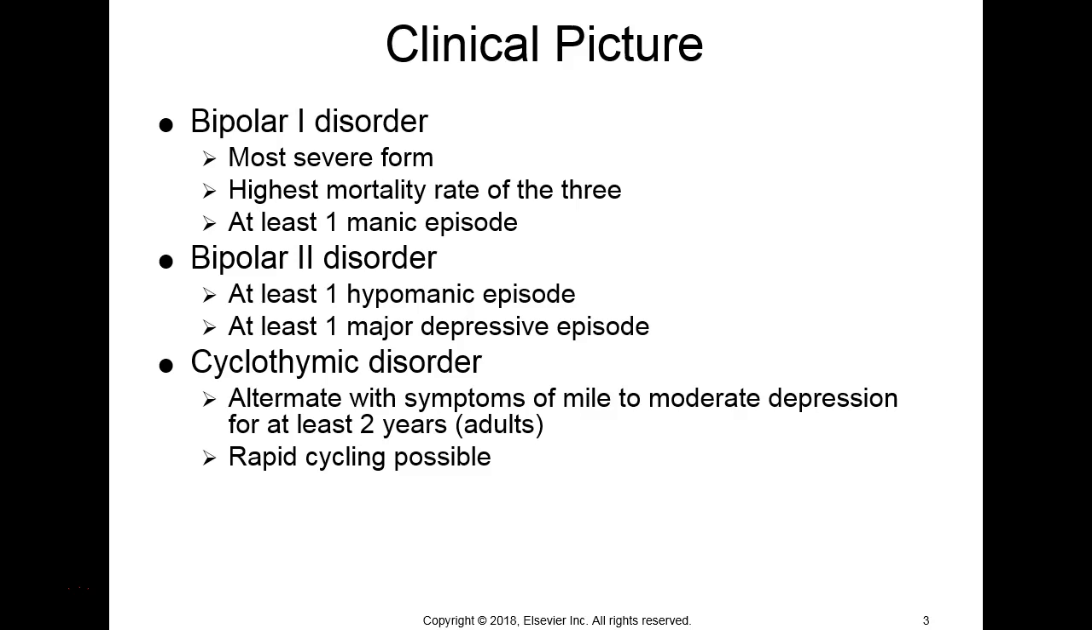Bipolar 1 is the most severe form of this disorder and has the highest mortality rate of the three. You have to have at least one full-blown manic episode and then usually at least one full-blown major depressive episode. Full-blown mania is different from hypomania, and as we look at the symptoms, we'll think about that a little bit more. But anytime you hear in medical terminology hypo, it's usually less than something else. So in this case, hypomania would be less than full-blown mania.